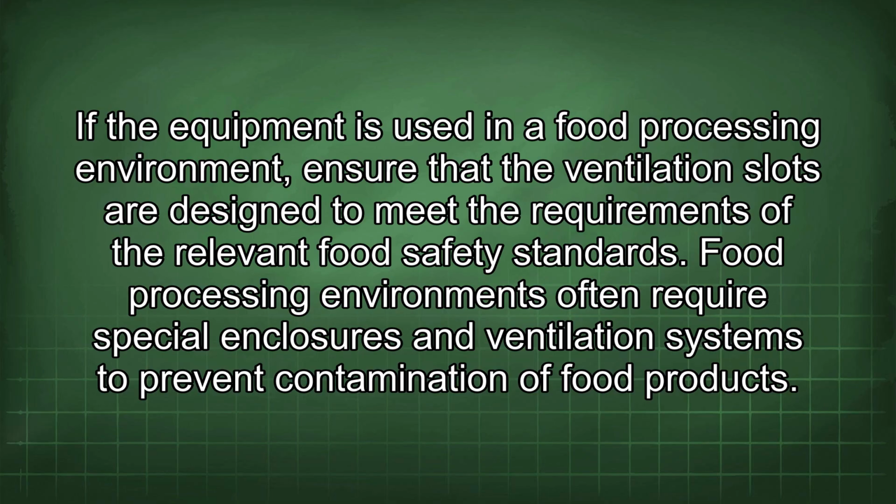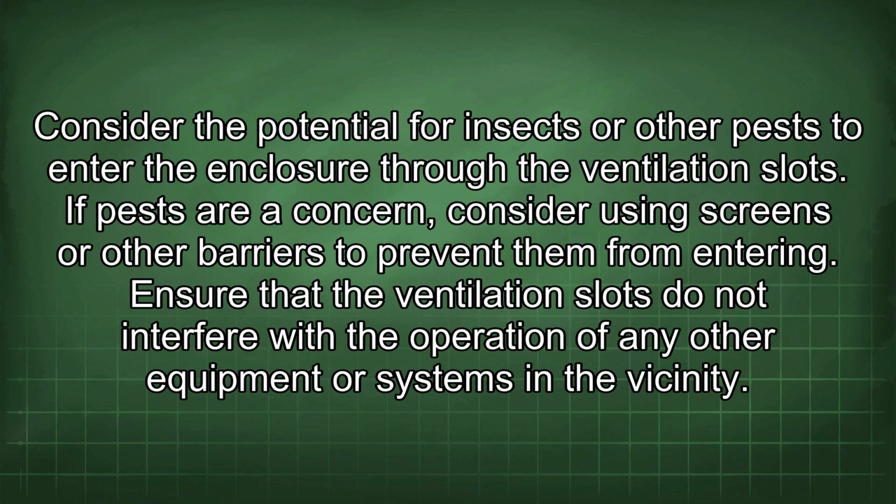If the equipment is used in a food processing environment, ensure that the ventilation slots are designed to meet the requirements of the relevant food safety standards. Food processing environments often require special enclosures and ventilation systems to prevent contamination of food products. Consider the potential for insects or other pests to enter the enclosure through the ventilation slots. If pests are a concern, consider using screens or other barriers to prevent them from entering.